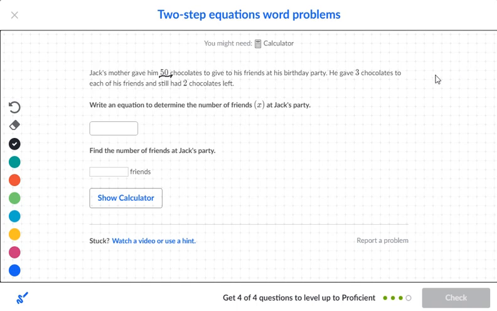He gave 3 chocolates to each of his friends. Notice right there you have 3 and you have the word each. And then he said he had 2 left. So that's like the plus 2 there. That's what we're going to add to it.